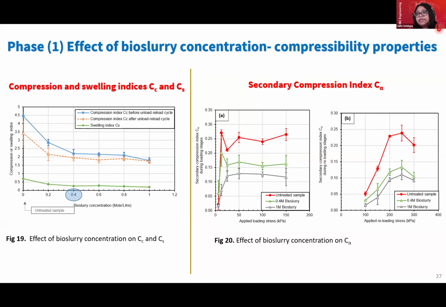Then we see the secondary compression index data for the effect of bioslurry concentration, and we have two sets of data. One is 0.4 mole bioslurry and 1 mole bioslurry, and then untreated data on the red line over here. Again, we have data for the loading stage and then the unloading stage, so that we have two sets of data as well for secondary compression index.